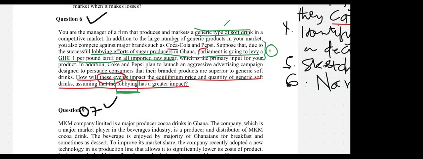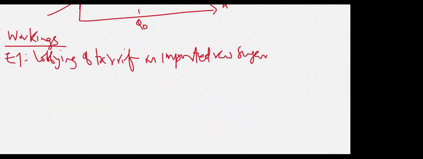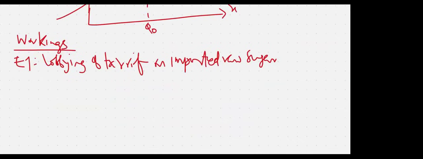So here it says lobbying. So lobbying is one of the events. When I come down, I've written my lobbying here. What are they lobbying for? Lobbying of tariffs on imported raw sugar. They want tariffs to be levied, right? A 1 cedi per pound levy on imported raw sugar.